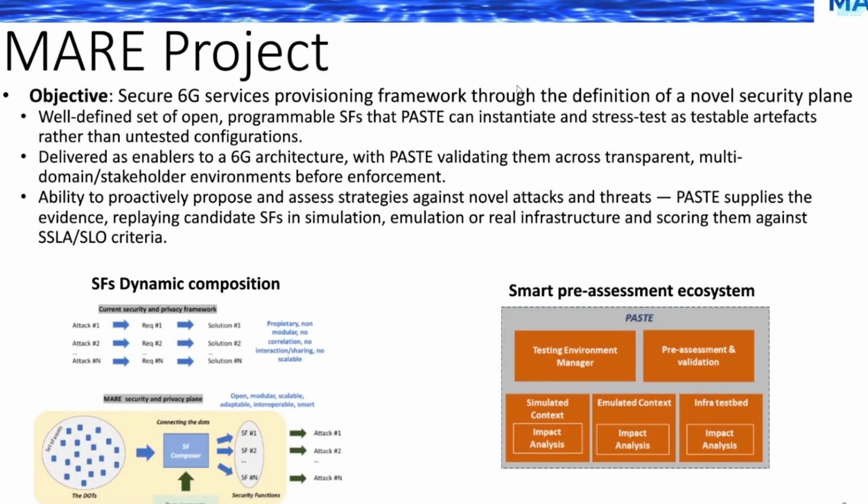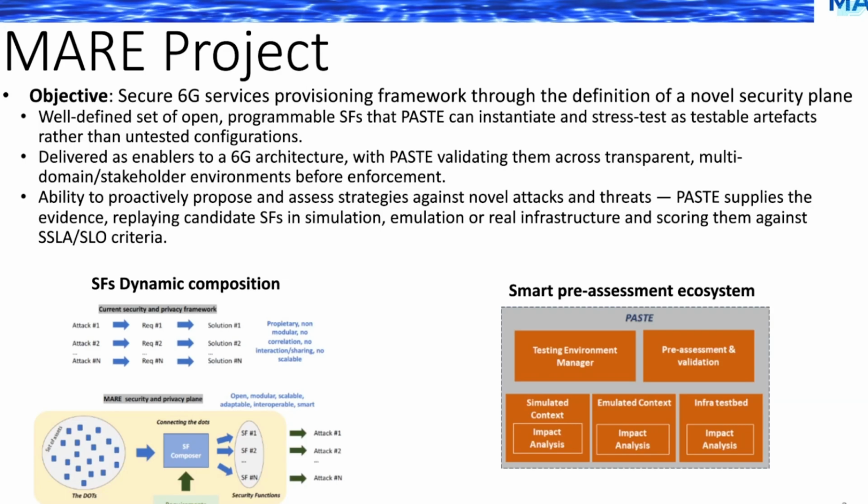From the MARE project, from the PACE perspective, as has been presented before, the goal is to provide a secure 6G services provision framework. The PACE context is that we want a well-defined set of open programmable security functions that the PACE module can instantiate and stress test as testable artifacts rather than test configurations, so as to be able to test thoroughly what the security functions may provide while offering cybersecurity solutions.